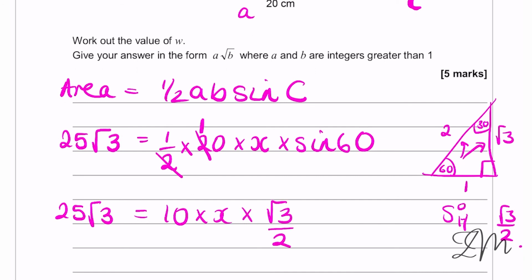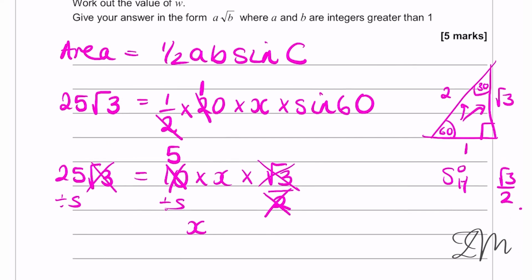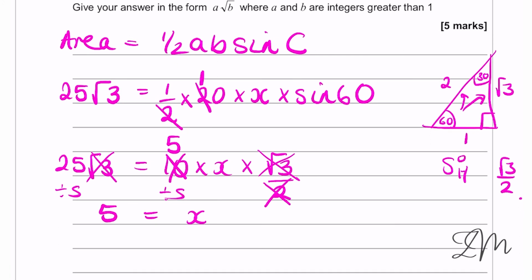And if we notice there's a root 3 on both sides, get rid of those. Cancel the 2 with the 10 and make that 5. And that makes it really easy. Divide both sides by 5. And we get x equals 25 divided by 5, so it's 5. So we've got x is 5.